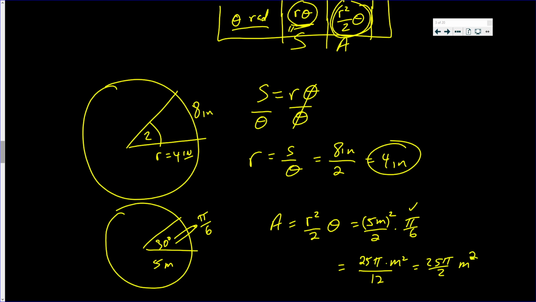And meters squared makes sense because it's area. Area is always square. Volume is cubed. Let us try one more, please.